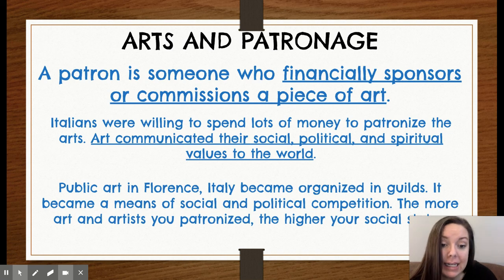Public art in Florence, Italy became organized in guilds. It became a means of social and political competition. The more art and artists you patronized, the higher your social status. So you wanted to be the one who paid the most.